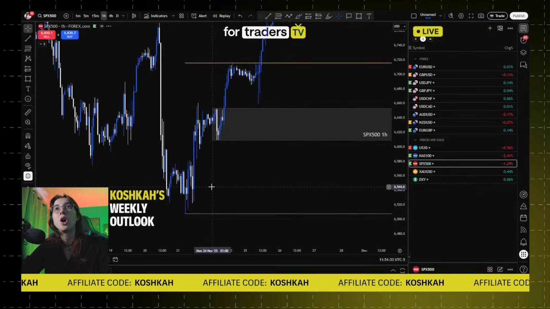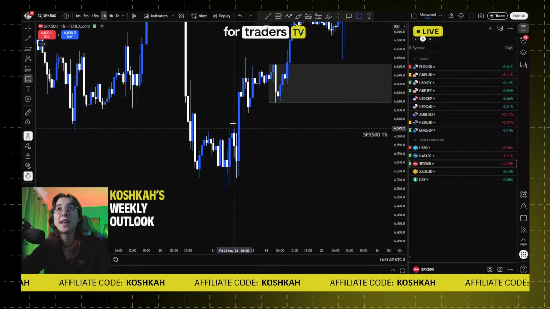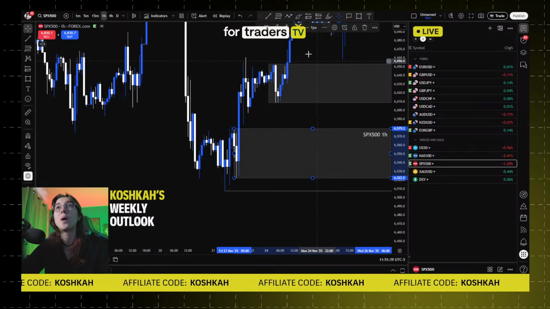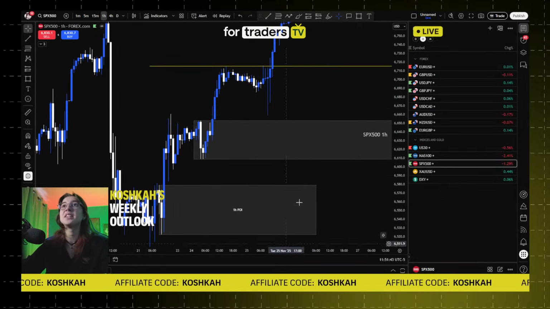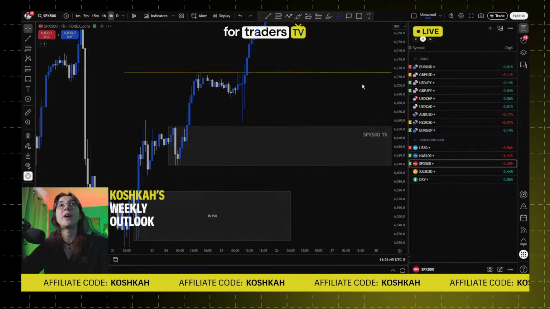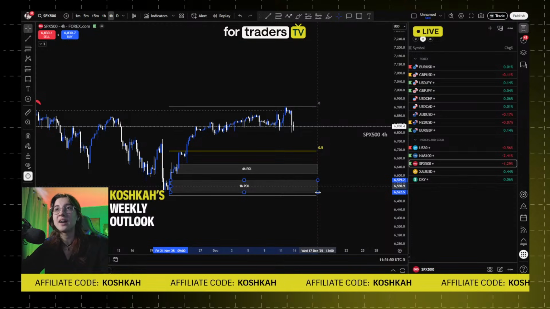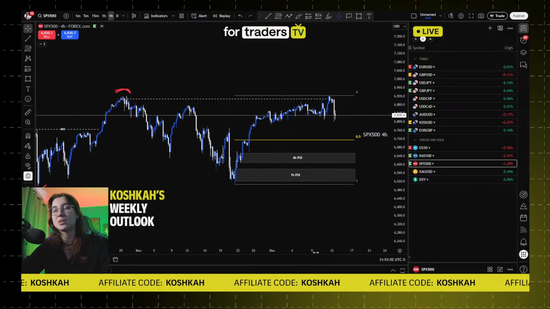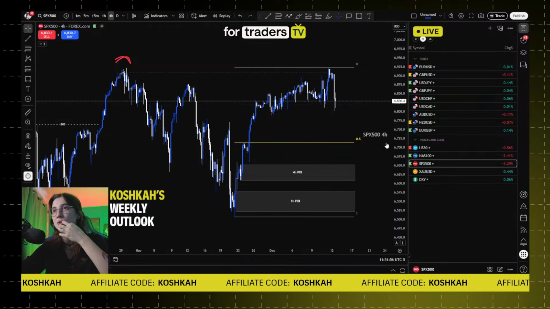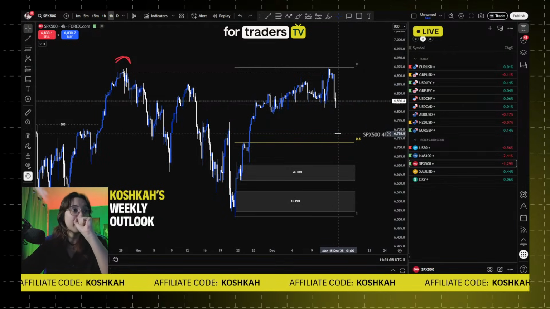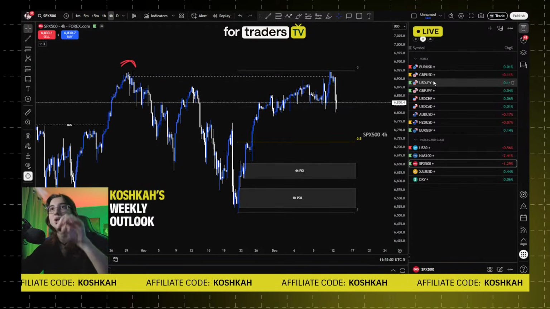We can go on the 1 hour. On the 1 hour, we have this 1 hour POI exactly right here as well. And that's it. Below the 0.5, we don't have anything else. We just have this 4 hour POI and this 1 hour POI to look for some buys on S&P 500. So guys, we're done with everything for the breakdown.